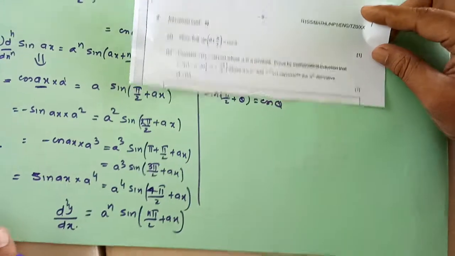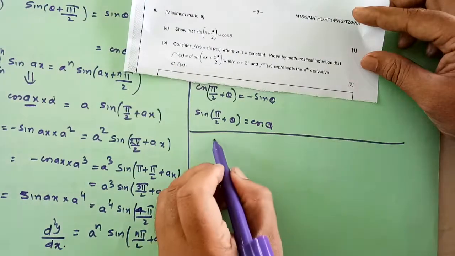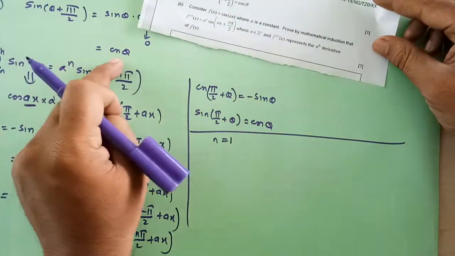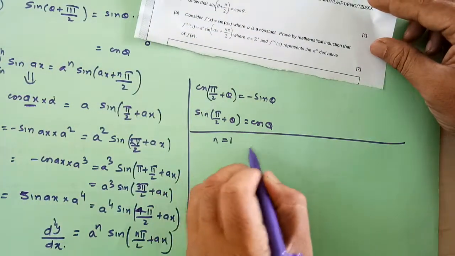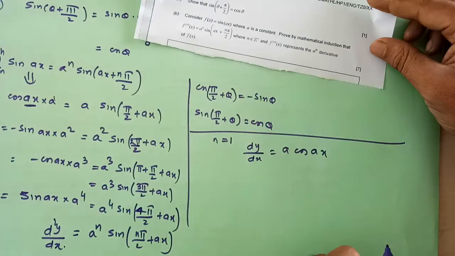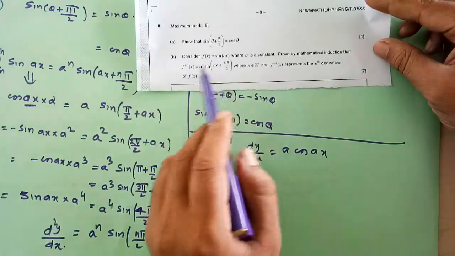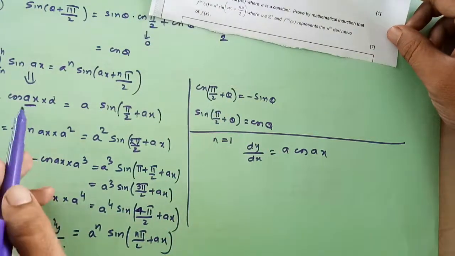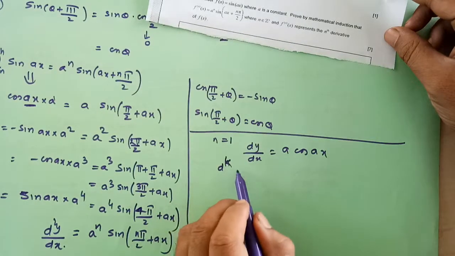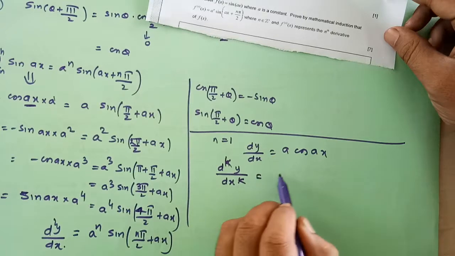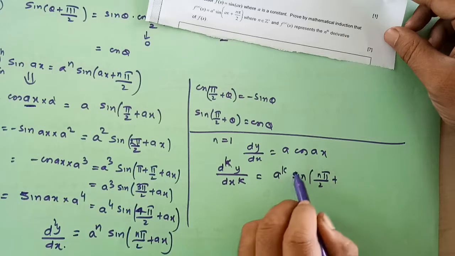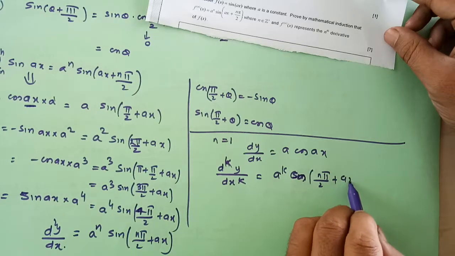Assume it's true for n equals 1. If you plug in n equals 1, you automatically get cos as the derivative. So dy by dx is going to be a times cos ax, which was the question itself. That's the first derivative. Now assume it's true for the kth derivative: d^k y by dx^k equals a to the power k sine of k pi by 2 plus ax. Differentiating, we get cos of k pi by 2 plus ax times a.